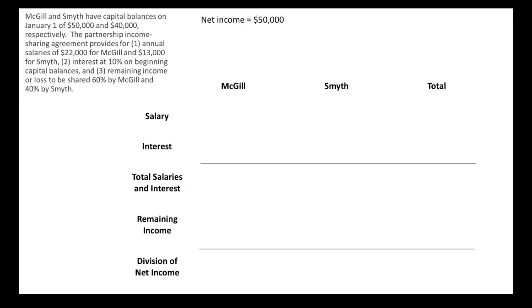So let's start filling this in. So the first piece is salary. We were told that McGill receives $22,000 in a salary. We were told that Smith receives $13,000 in salaries. And then we add those salaries together to get our 35,000 over there in our total.